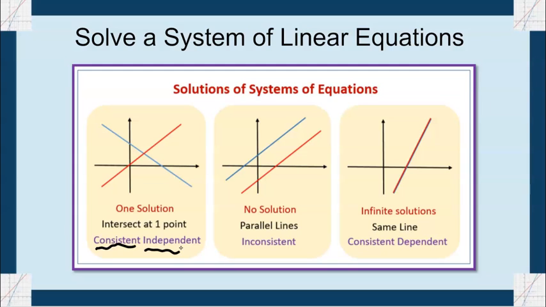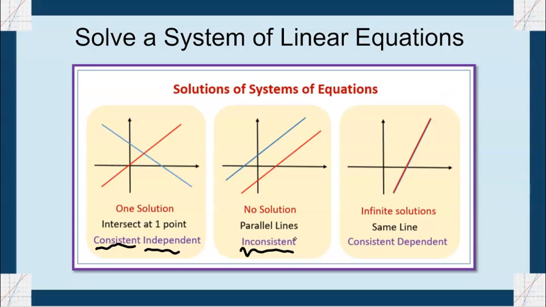A second example is you have two lines that are parallel. If the lines are parallel, that means their slopes are the same. And if their slopes are the same, they're never going to cross. So we would classify those examples as inconsistent. They don't have a solution, therefore they will never cross.